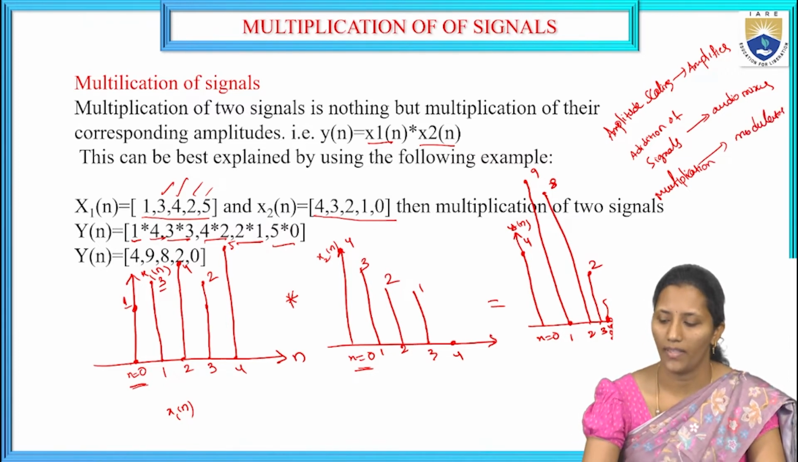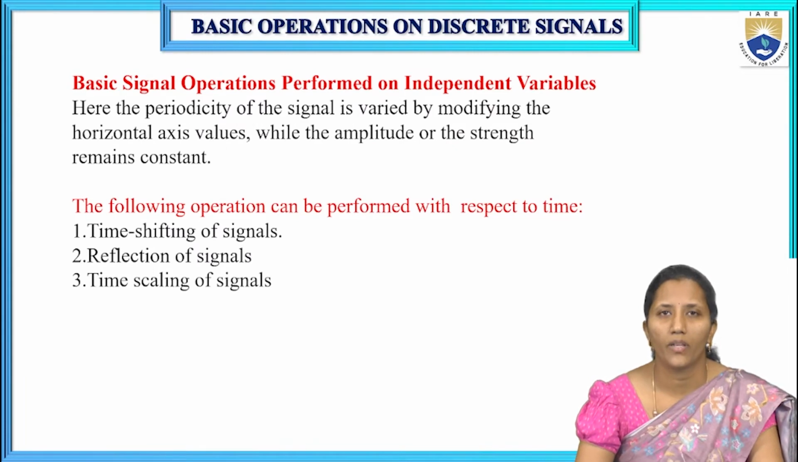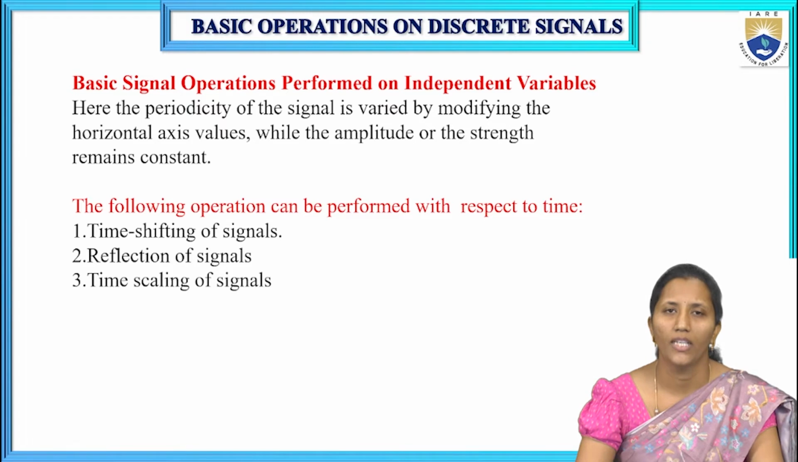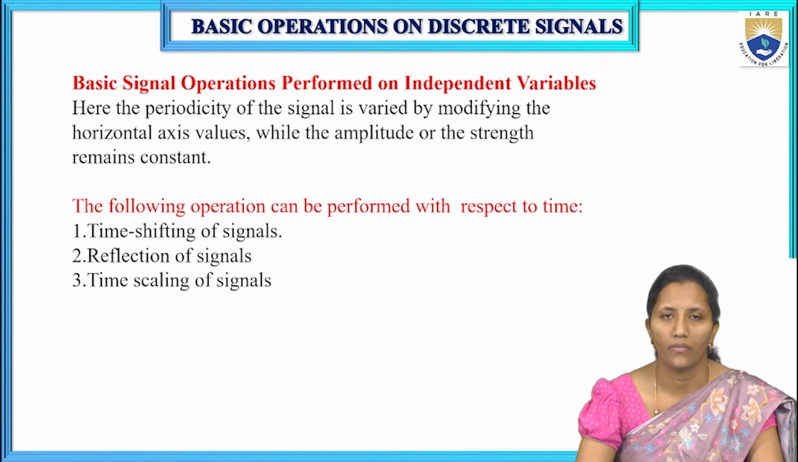So these are the applications of these basic operations of the dependent variables. If we go for the independent variable, the basic signal operations performed on the independent variable only vary the periodicity of the signal by modifying the horizontal axis values, and the magnitude will not be changed. Only the periodicity of the signal changes, either a left shift or right shift, or time reversal of the signal.